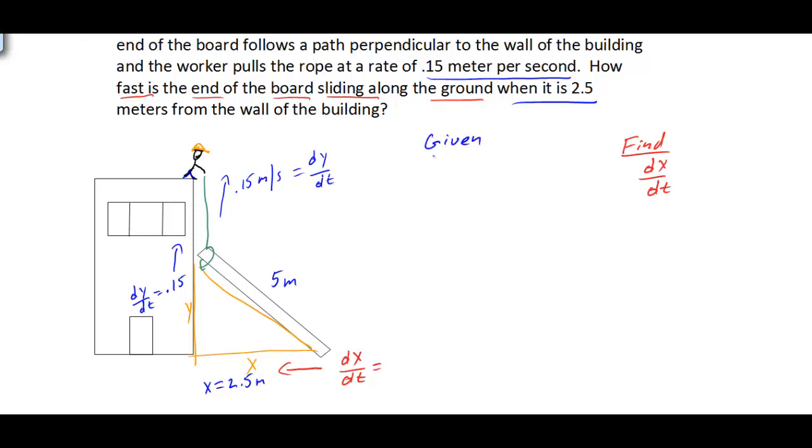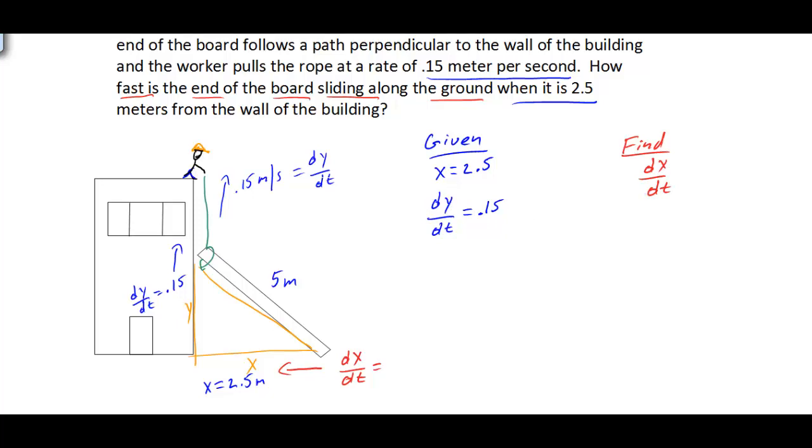And once again, we know that when x is 2.5, and we know that dy dt is equal to the 0.15. Now, if we look at this and think of this as a triangle, with our x and y on the board here, we form our triangle. What equation can we relate with this given information of an x value, dy dt, and the dx dt that we're trying to find?